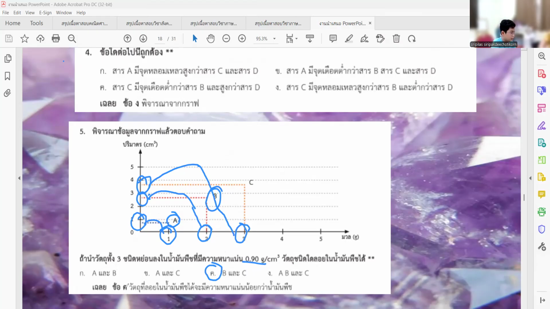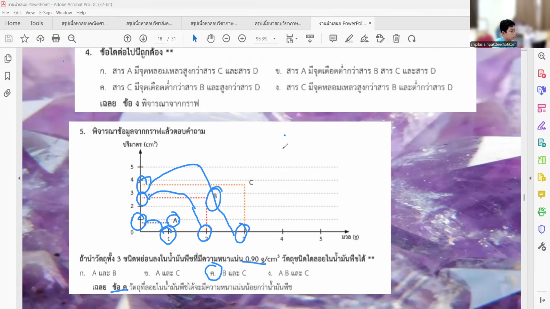Am I correct? You have to calculate. But in a real test, only a density less than 0.9 can float. In a real test, you should calculate, because how am I supposed to know which one is three or which one is four?